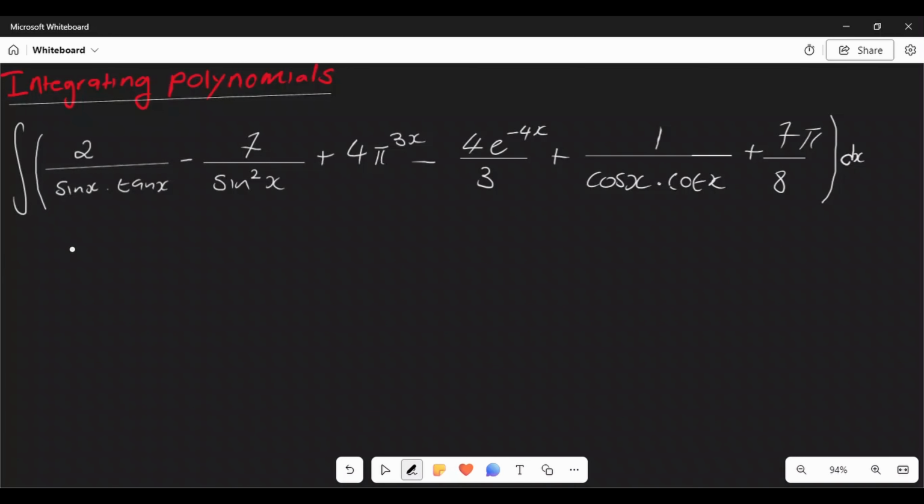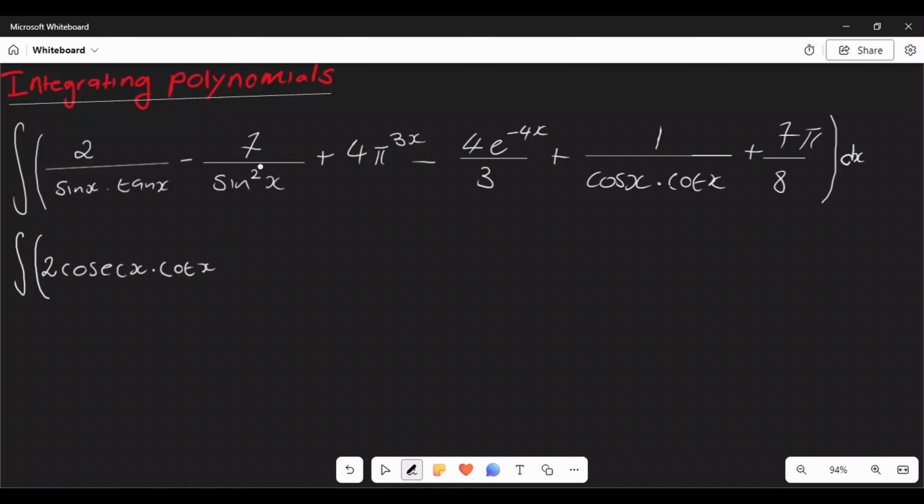Remember, guys, when you simplify, you don't get rid of the sigma and the dx. So we continue to write the sigma like that, and then we continue simplifying. Let's start with the first term. We have 2 over sine x multiplied by tan. Now we need to use the inverses. So you need to remember what is the inverse of sine, what is the inverse of tan. The 2 is still fine. The inverse of sine, we know, is cosec x, and then the inverse of tan is cot x.